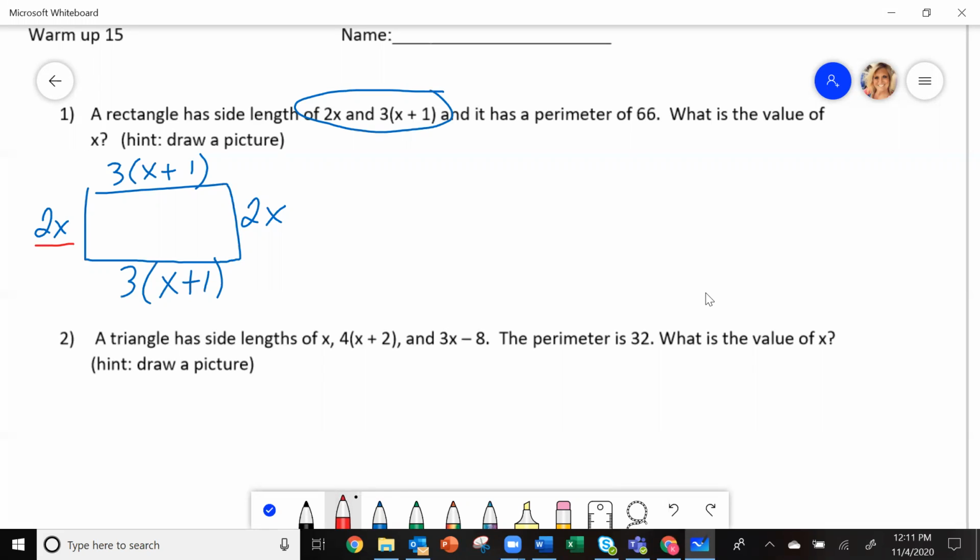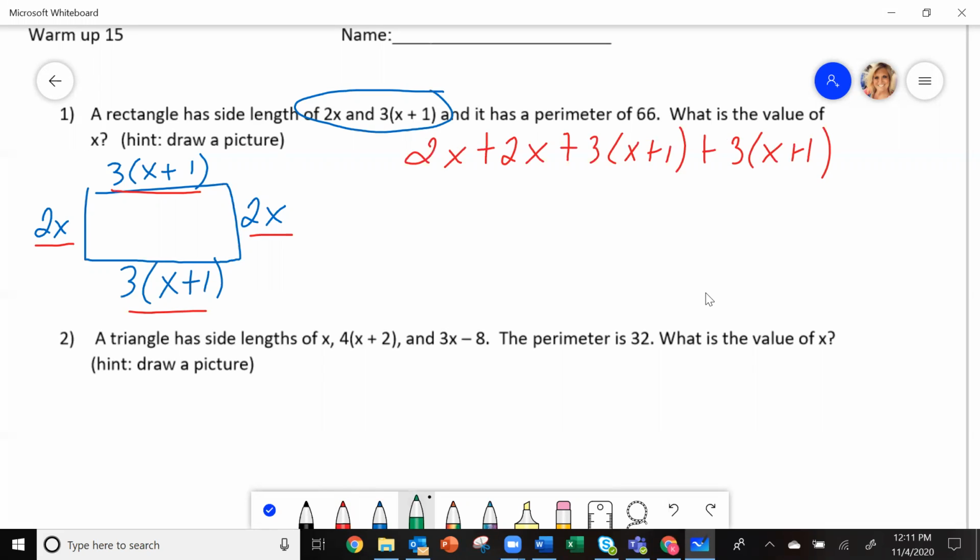So I'm going to do 2x plus 2x plus 3 times x plus 1 plus the other side, 3 times x plus 1. This is the perimeter, and it's saying that it equals 66, so we'll make it equal 66. Now we can solve our equation. You remember how to put it into Desmos to find your answer? You can do that as well, but I'm going to do it by hand.